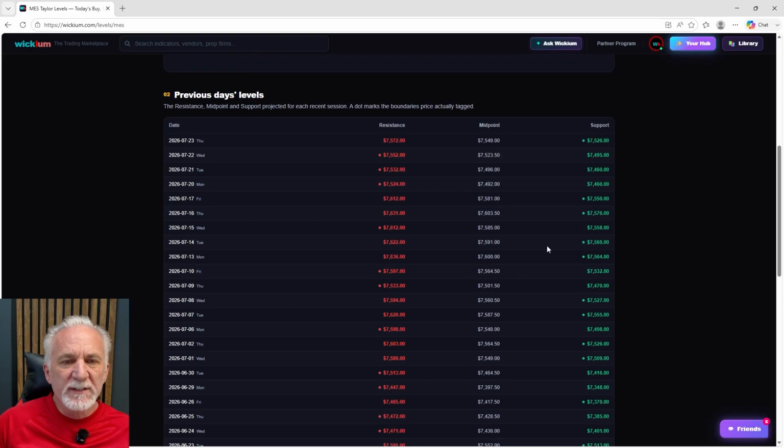And if you do want to see the previous levels, you don't have to be a pro member to see the previous levels. So you can pop these on your charts and kind of see for yourself. These are all the previous days. And anywhere there's a dot is a day that price actually touched the actual level.